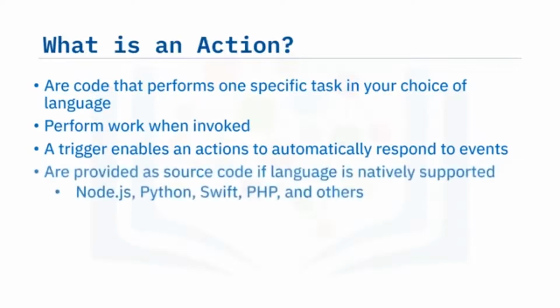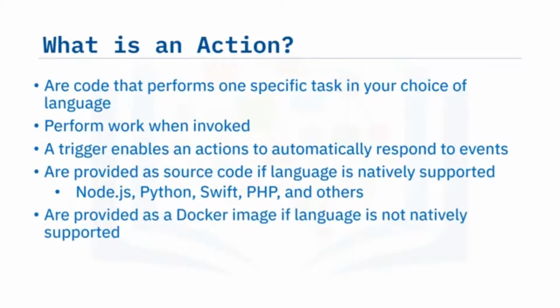You provide your action to Cloud Functions either as source code or as a Docker image. You can use source code if your preferred language is supported. Supported languages include Node.js, Python, Swift, PHP, and others. You can use unsupported languages by creating a custom Docker image.